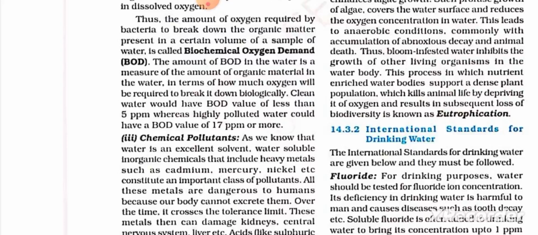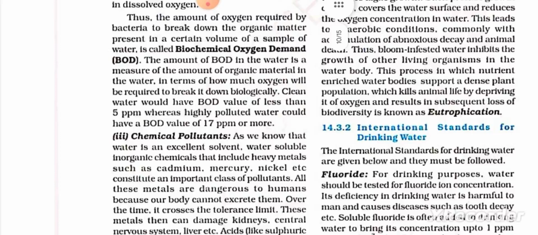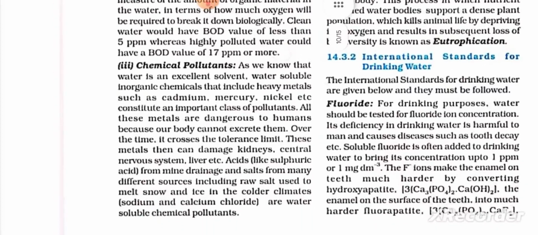Thus the amount of oxygen required by bacteria to break down the organic matter present in a certain volume of a sample of water is the biochemical oxygen demand. The amount of BOD in the water is a measure of the amount of organic material in the water, in terms of how much oxygen will be required to break it down biologically. Clean water would have a BOD value of less than 5 ppm, whereas highly polluted water could have a BOD value of 17 ppm or more.